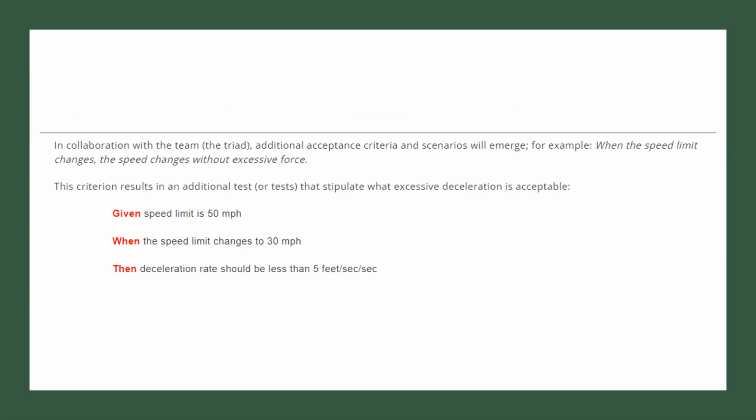Collaboration with the team, the triad we're talking about, right? We're talking about business people, development people, and testing people coming together. In collaboration with the team, additional acceptance criteria and scenarios will emerge. For example, when the speed limit changes, the speed changes without excessive force. This criterion results in an additional test that stipulates what excessive deceleration is acceptable. Given the speed limit is 50 miles per hour, when the speed limit changes to 30 miles per hour, then deceleration rate should be less than 5 feet per second per second. This is how we can write multiple scenarios, multiple examples to it.